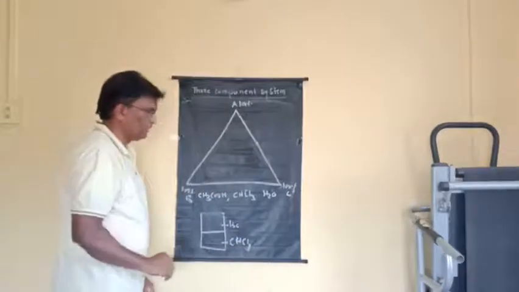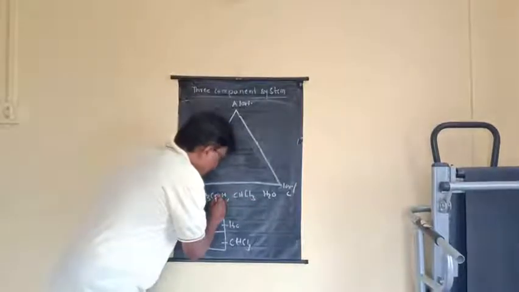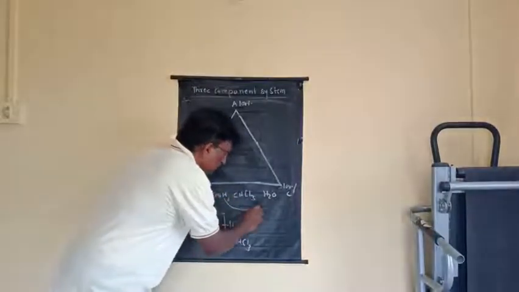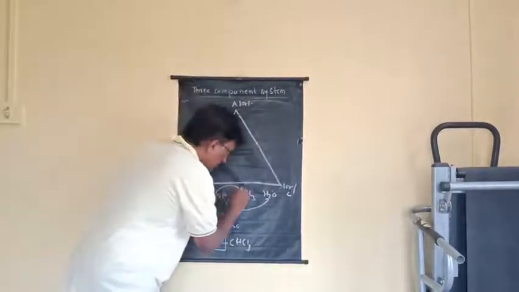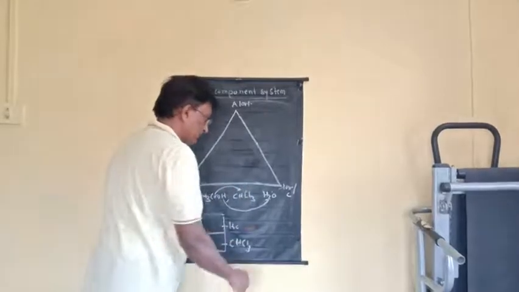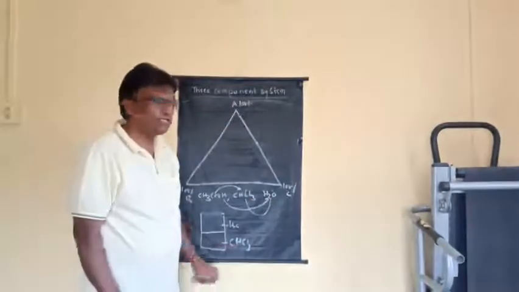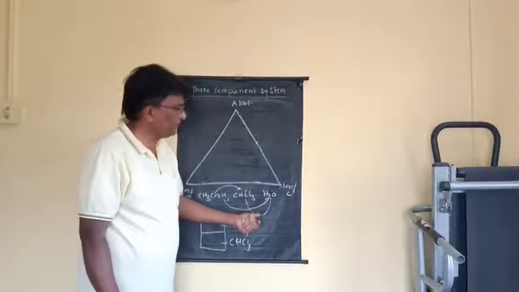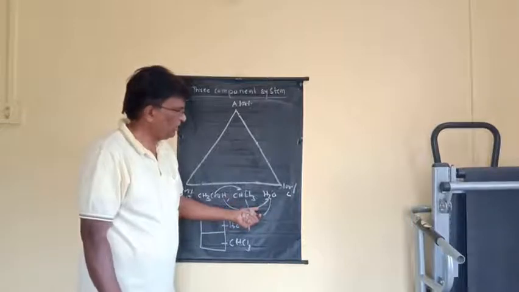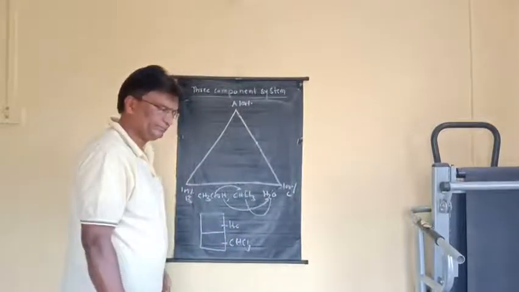Now, out of these three components, acetic acid is soluble in water, acetic acid is soluble in chloroform, and chloroform and water are partially miscible. The solubility, slight solubility is there. Slight solubility of water and CHCl3, that is chloroform, is there.